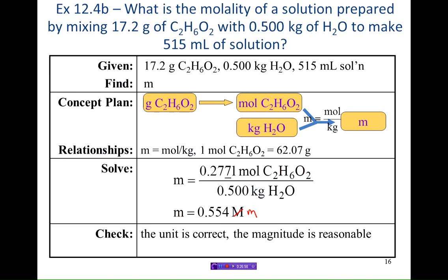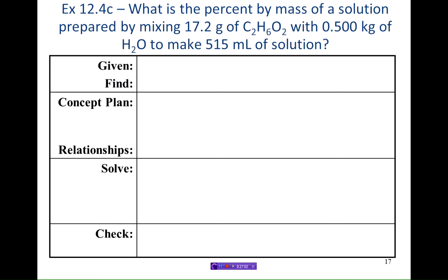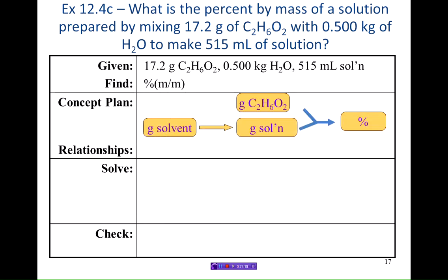Now going on to C, still the same sets of conditions, just different units of concentration. So this time they're asking for the percent by mass of solution. So we're given the same thing, but now we want to find the percent by mass. So what we're going to do is take the grams of the solvent and then find the grams of solution, and then use the grams of the solute to get the percent.